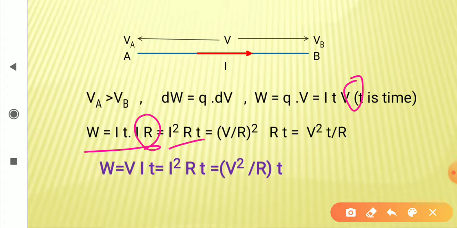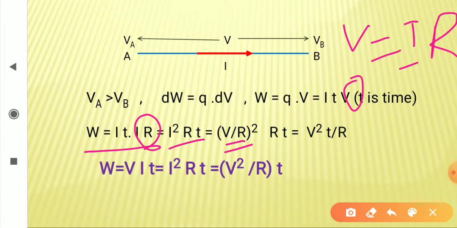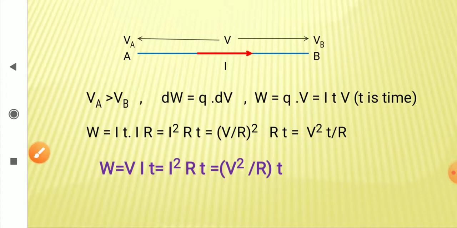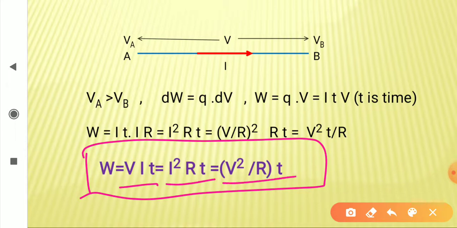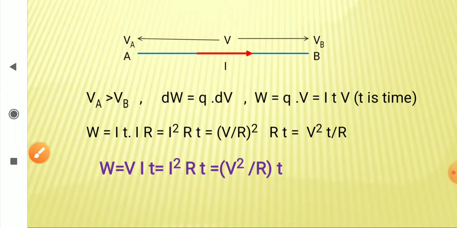Now in place of I, you can write V upon R. You know Ohm's law, V is equal to IR, right? So, with Rt outside, simplify it, you get this relation. So the final relation that we obtain for work done or electrical energy is VIt or I square Rt or V square upon R into t.